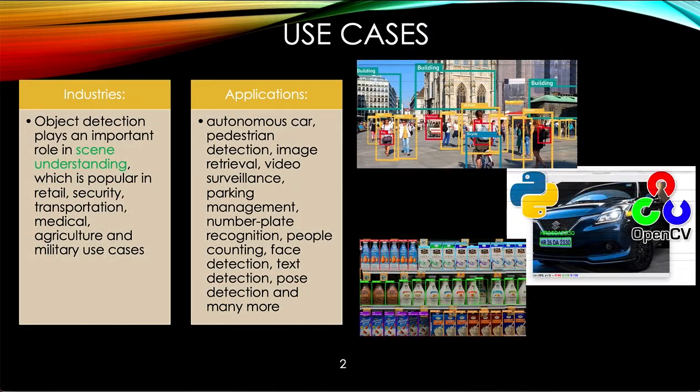There are many use cases across various industries. It plays a vital role in understanding things, and is popular in retail, security, transportation, medical, agriculture, as well as military. The applications include autonomous cars. For example, Tesla's Autopilot AI heavily utilizes object detection to perceive the environment surrounding the car and also detect any threats such as oncoming vehicles or obstacles.